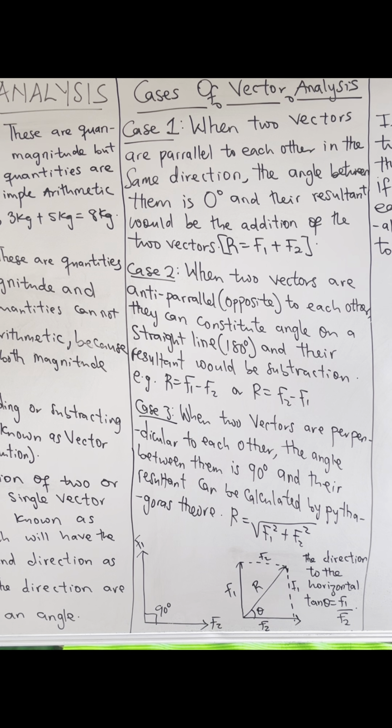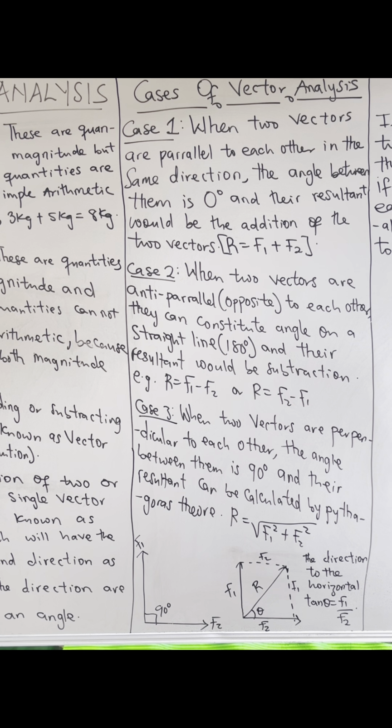Case 3 is that when two vectors are perpendicular to each other, the angle between them will be 90 degrees. But when they are parallel, the angle between them is 0. If you want to calculate the resultant of two perpendicular vectors, we have to use the Pythagoras theorem, which says that the resultant R will be equal to the square root of F1 squared plus F2 squared. We can also get the direction the resultant makes with the forces by using tan theta equals F1 over F2. The theta that is gotten will be the angle to the horizontal.